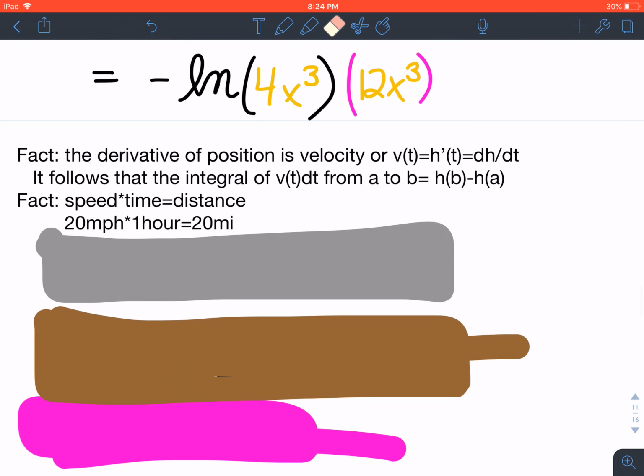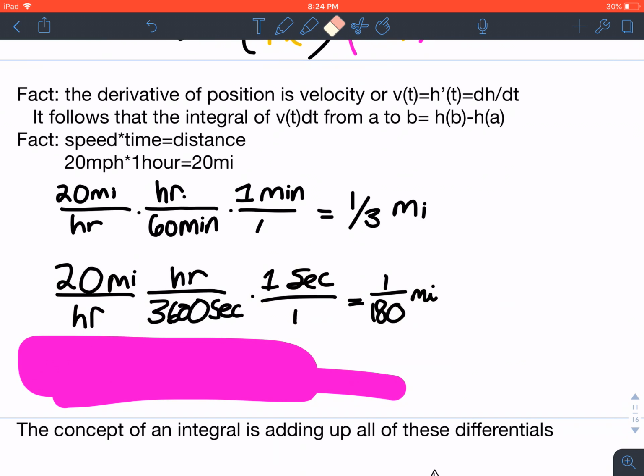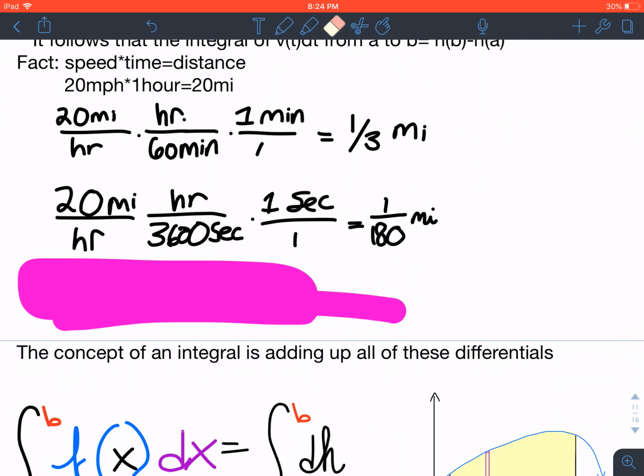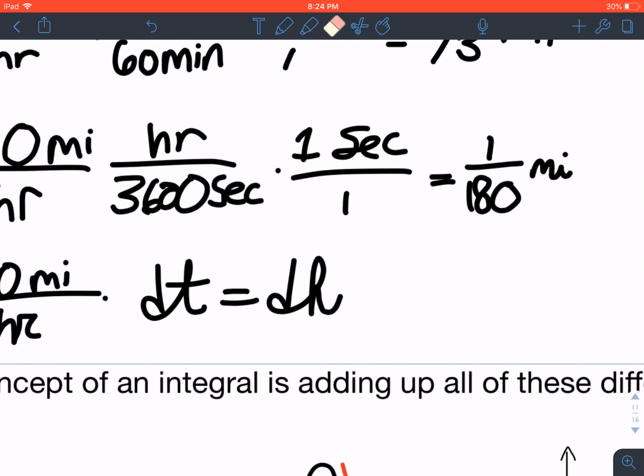So, a similar, seemingly unrelated fact is that speed times time equals distance. If you're going 20 miles per hour for 1 hour, you've gone 20 miles. If you go 20 miles per hour, this is just a breakdown for 1 minute. 20 miles per hour is the same as 20 miles per 60 minutes. Times 1 minute is 1/3 of a mile. If you break down to a second, you go 1/180th of a mile. And you'll notice that as this time gets shorter, the distance you've traveled gets shorter. So in general, you can say that as your time tends to 0, the differential of t, the distance you traveled tends to 0, the differential of h.